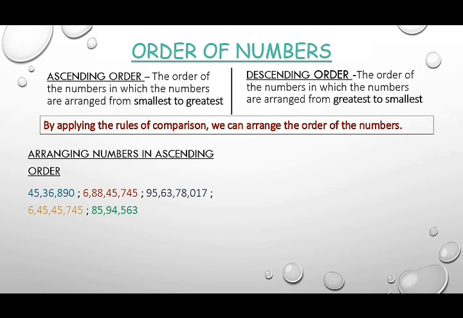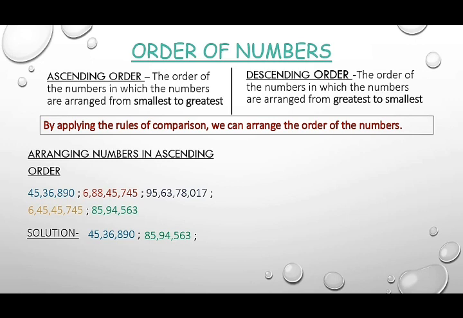So let us compare them. The numbers are 45,36,890 and 85,94,563. In this, 45,36,890 will be smaller and the first number. The second number will be 85,94,563.